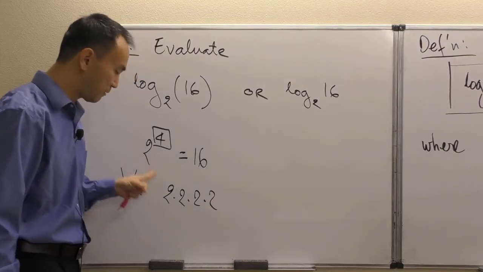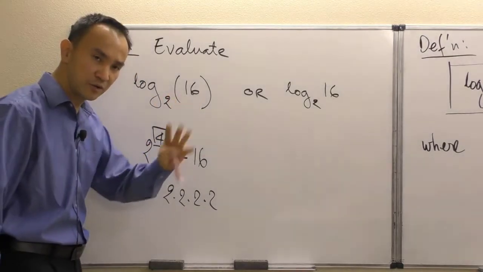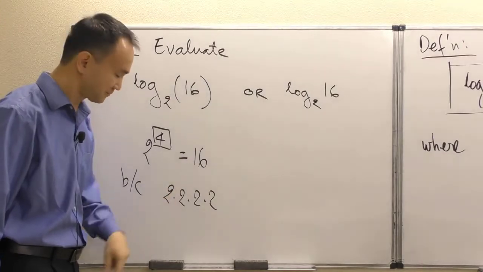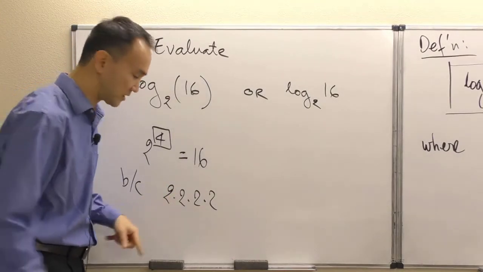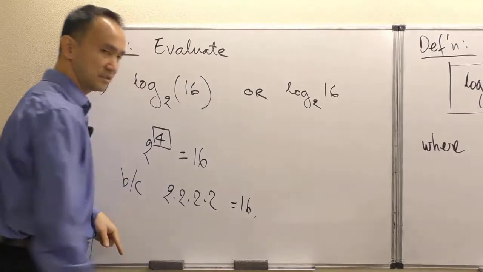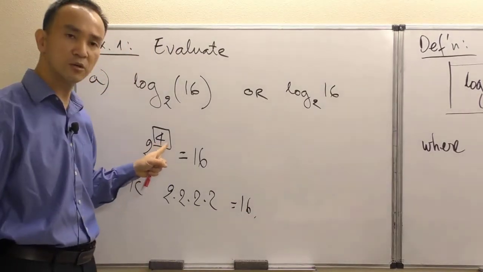That's why 2 becomes the base, and the number of repeated factors is 4 of them. Okay, and so now this basic multiplication, that's 16. Yes, so that's why now 4 is legally our answer.